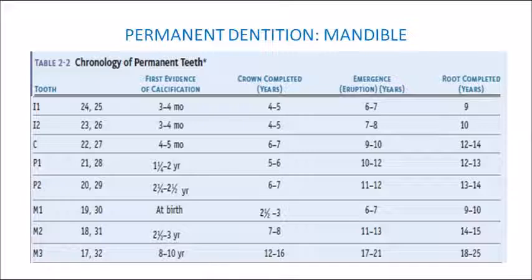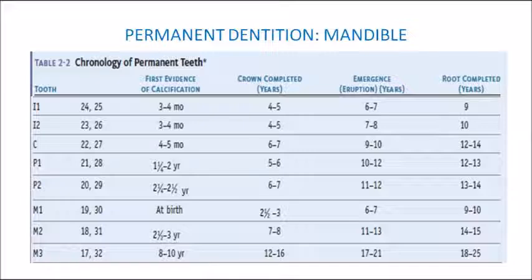Now the lateral incisors are erupting at 7 to 8 years of age, canines at 9 to 10 years of age, first premolars at 10 to 12 years of age, second premolars at 11 to 12 years of age, second molars at 11 to 13 years of age, and finally your third molars at 17 to 21 years of age.